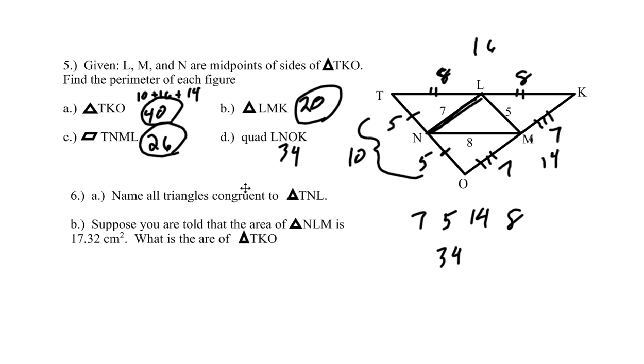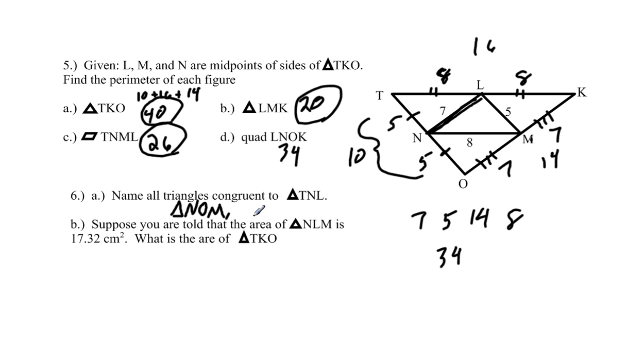Number 6 says name all triangles congruent to triangle TNL. Well, since its sides are 5, 8, and 7, any triangle with sides 5, 8, and 7 is congruent to this triangle. So there's actually going to be a bunch here. We have to make sure when we say TNL, we go in the correct order when naming these. So the triangles that I would name here would be, I'll start here with NOM, starting with the side, the 5 side, NOM.